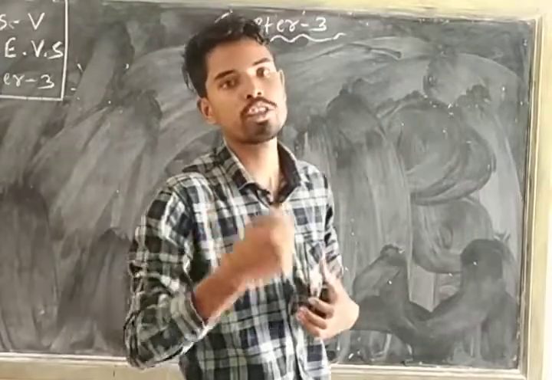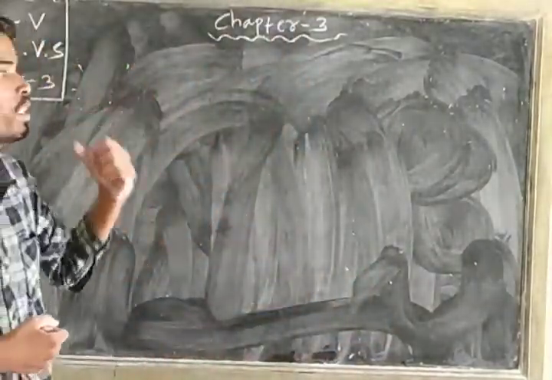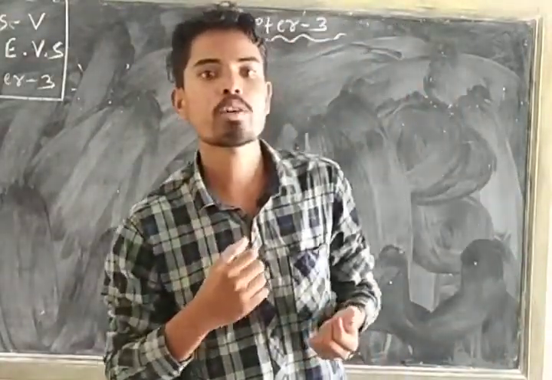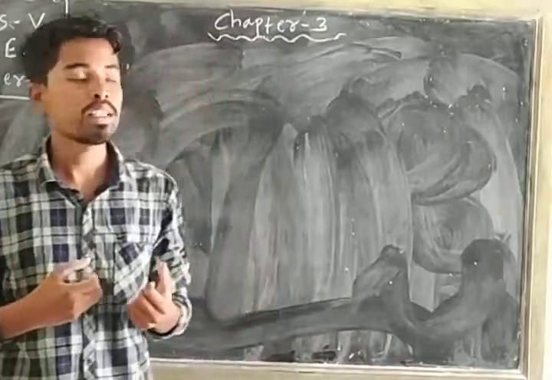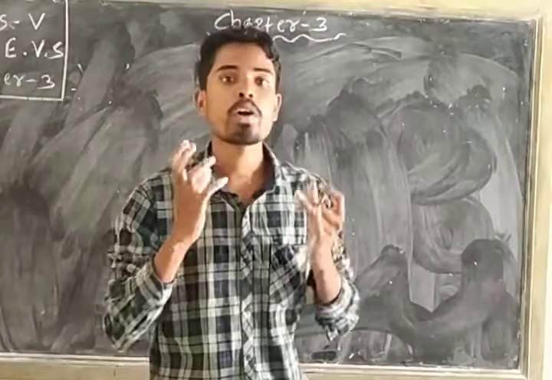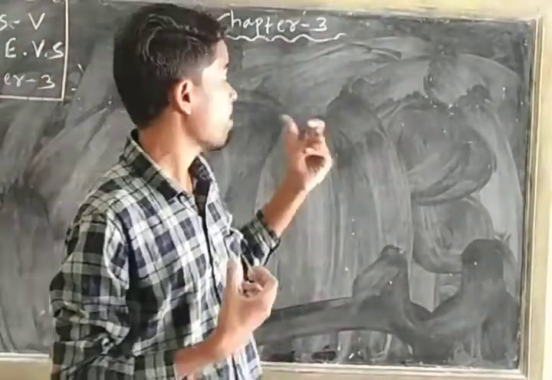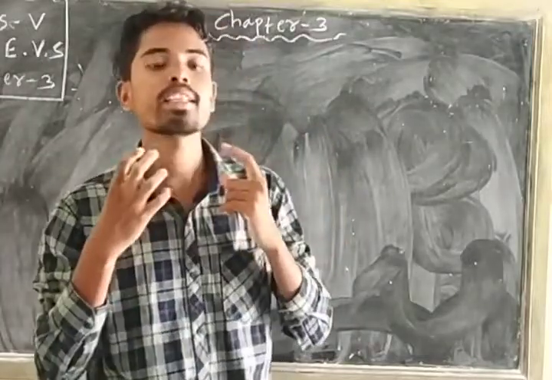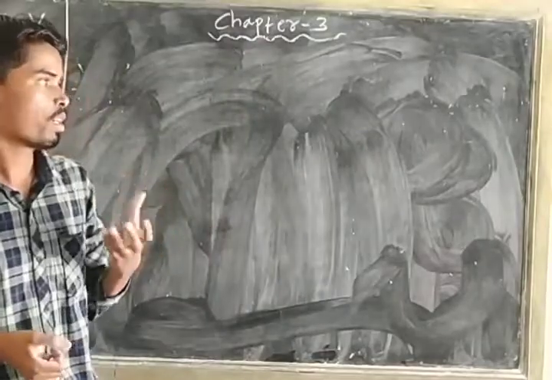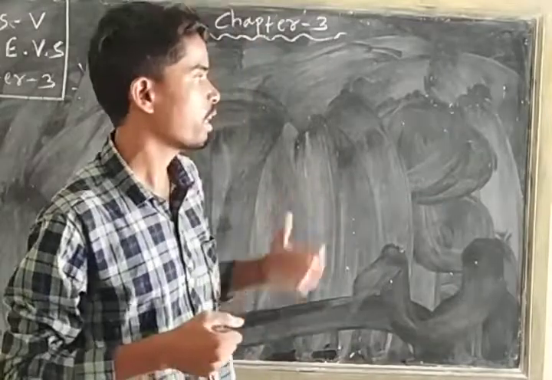Okay, so if there is a lack of iodine, in our neck region there is a deficiency disease called goiter. This is an abnormality in our neck region. So this is the mineral iodine.